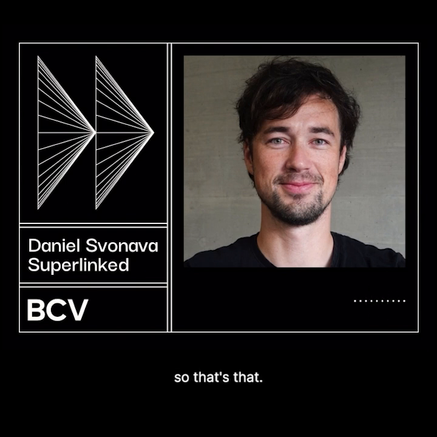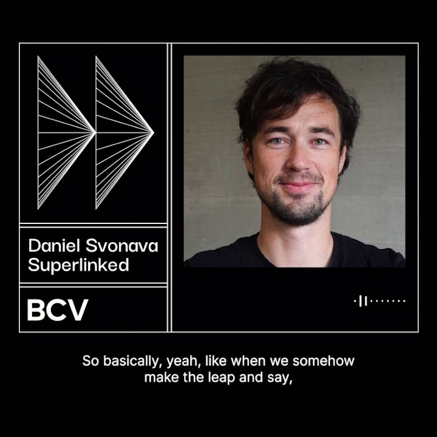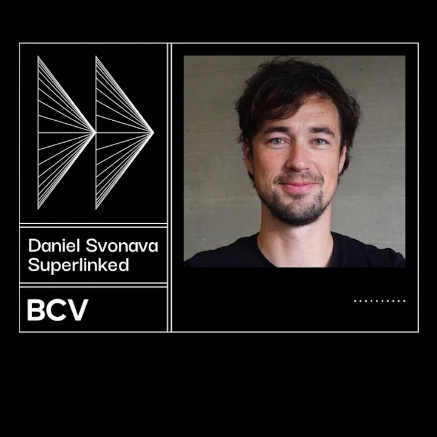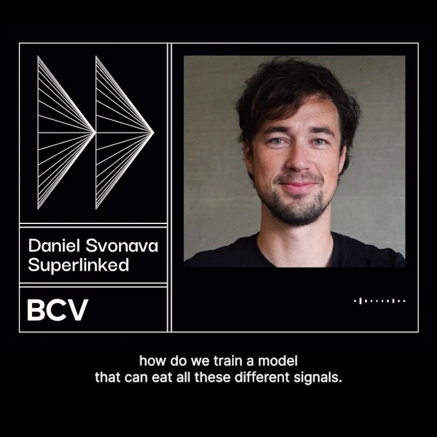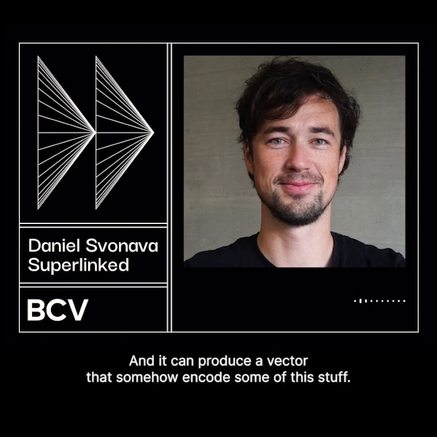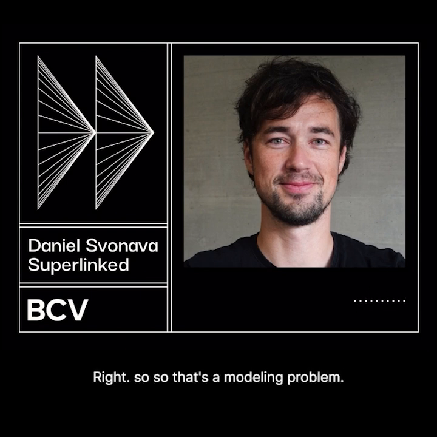All right, so that now talks to the model problem. When we make the leap and say, let's express all our metadata in the vector, how do we do it? How do we train a model that can eat all these different signals? Some of it might be text, some of it might be numbers, and it can produce a vector that encodes all of this stuff. So that's a modeling problem.